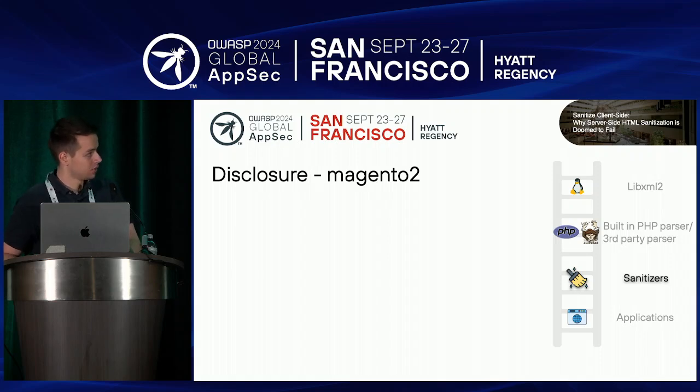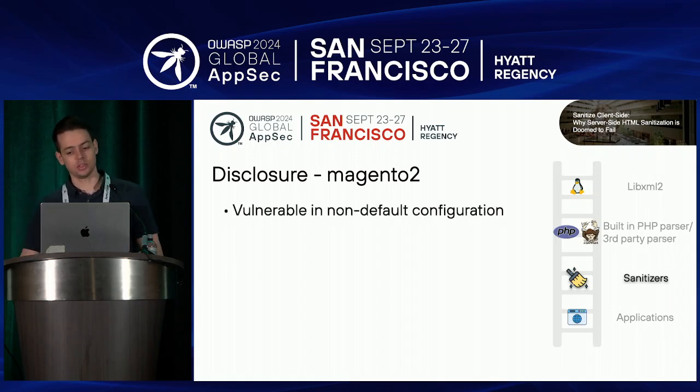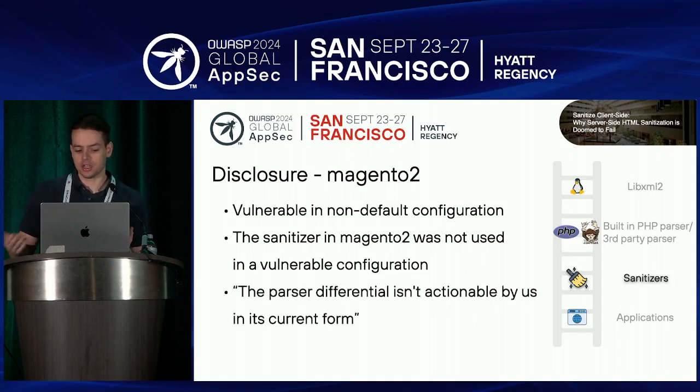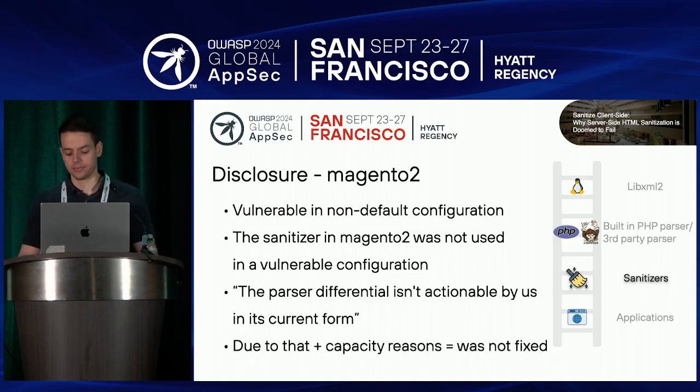Another one was Magento 2. This one was vulnerable to a non-default configuration, and it was never used in a vulnerable configuration in Magento 2. So this one was a bit different. It was more to just raise awareness so that in the future they will not use it in a vulnerable way. They say the parser differential is not actionable, and because of that and capacity issues, it was not fixed.